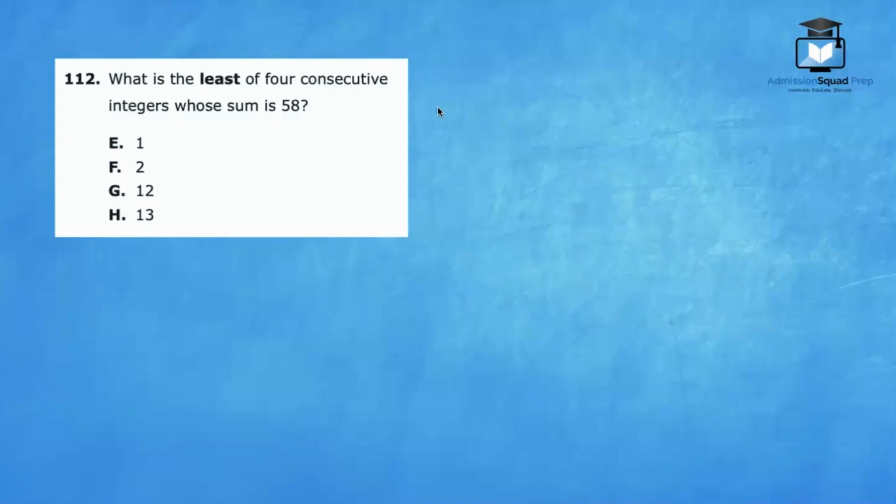Question number 112. What is the least of 4 consecutive integers whose sum is 58? We can call the first number x. We'll use x to represent the first integer. The second integer will be x plus 1.